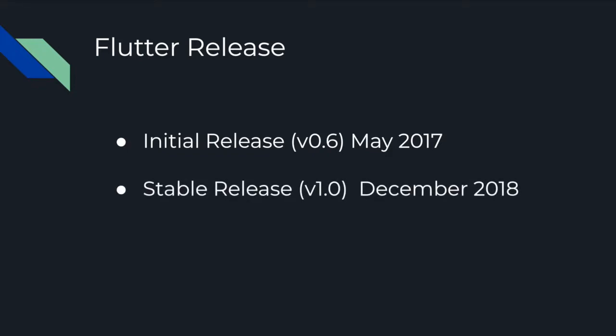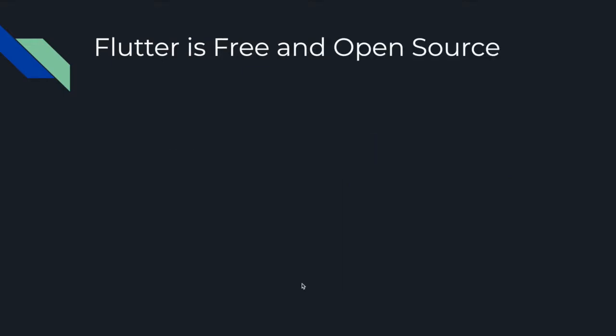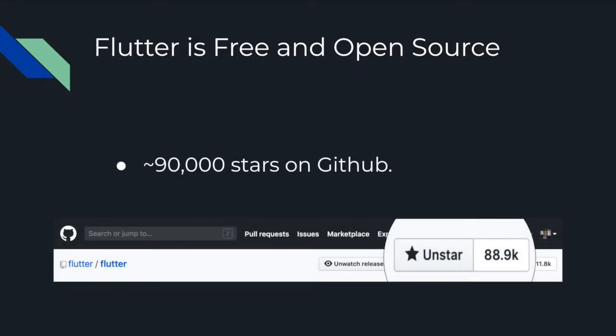You may wonder, when did they release Flutter? There was an initial release in May 2017, but actually the first stable release 1.0 was in December 2018, while the latest release right now is 1.12.13. Flutter is free and open source, and if you check it out on GitHub, you will find it has almost 90k stars. I think that's a big number of fans.